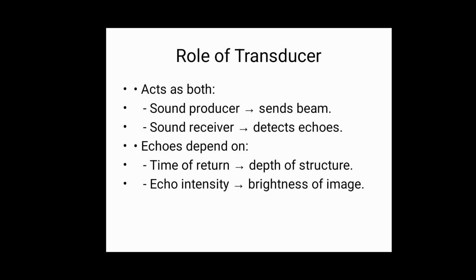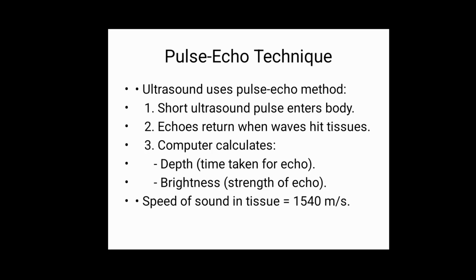time of flight, measured from when the sound beam was produced to when the echo was received, determines the depth of the structure. The intensity of the echo determines the brightness of the structure. The ultrasound computer assumes that the speed of sound in tissue is a constant 1540 meters per second.